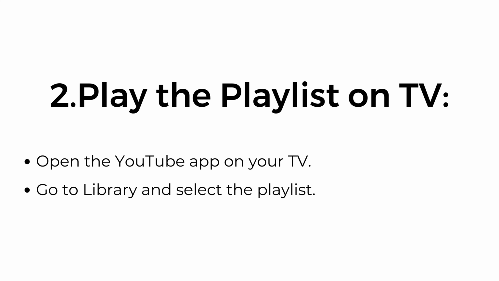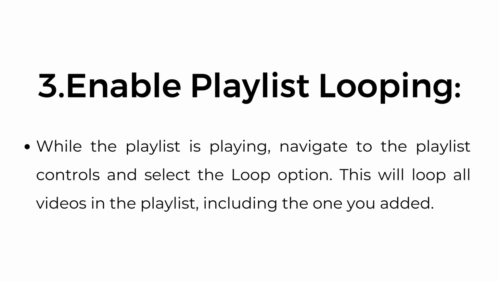Open the YouTube app on your TV. Go to Library and select the playlist. Enable playlist looping. While the playlist is playing, navigate to the playlist controls and select the loop option. This will loop all videos in the playlist, including the one you added.